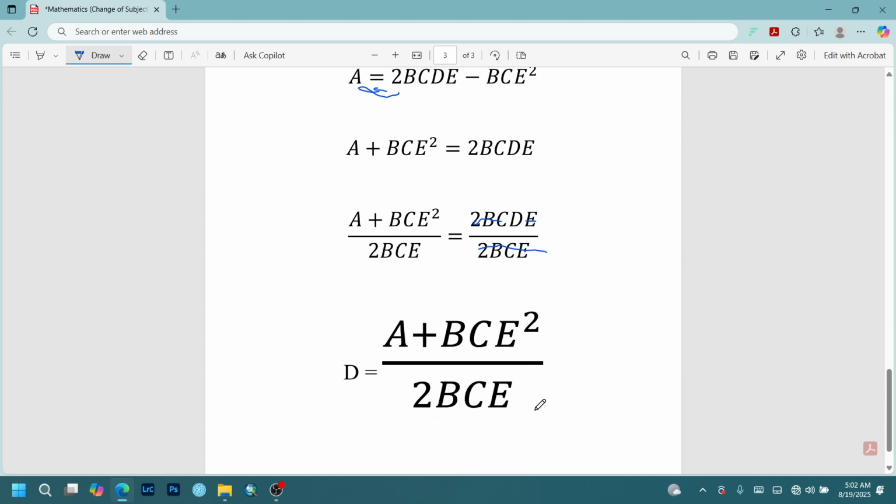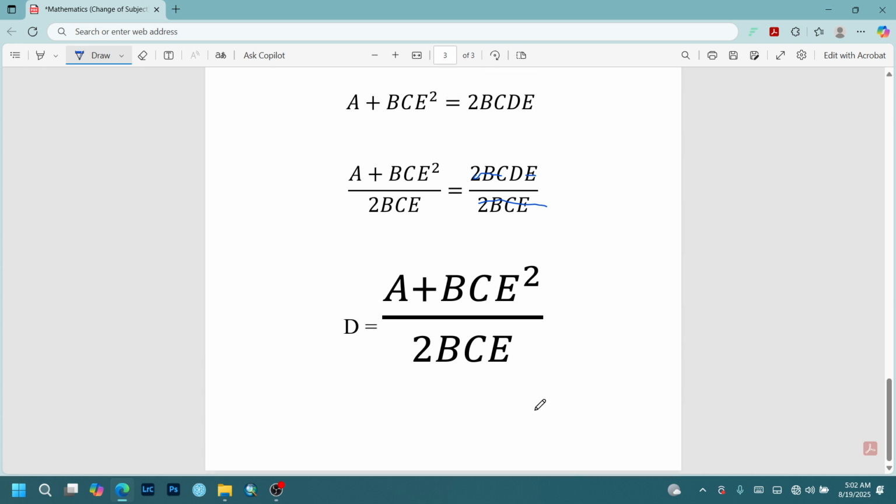So the subject of our relation, which is d, so now d has become an independent variable, and now d equals the fraction a plus bce squared over 2bce, right? So this is our final answer. D equals the fraction a plus bce squared over 2bc.